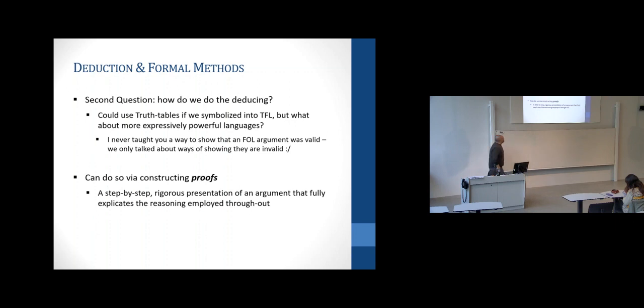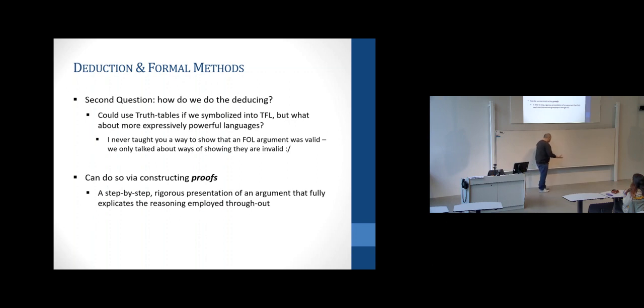And note, if we're dealing with TFL, cool, we can do some truth tables. But what about more expressively powerful languages? Here's a kind of weird wrinkle. If you remember last year we did FOL. I never taught you how to prove that an argument's valid. We only ever talked about how to prove that an FOL argument's invalid. So how do you show that an FOL argument is in fact valid? I never gave you that tool. Talk a little bit about it just now.